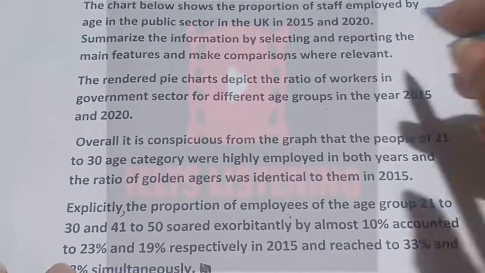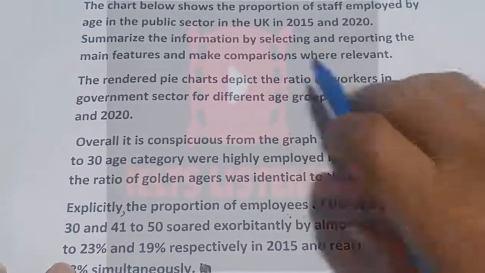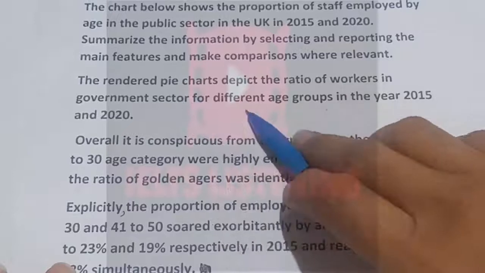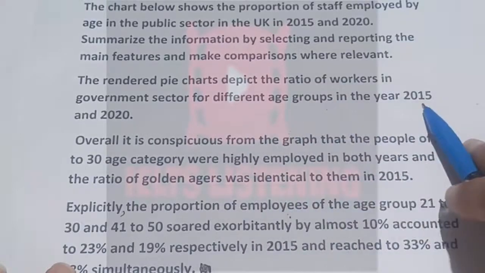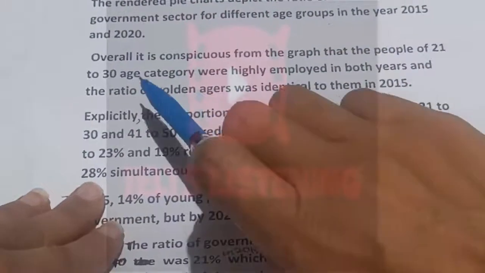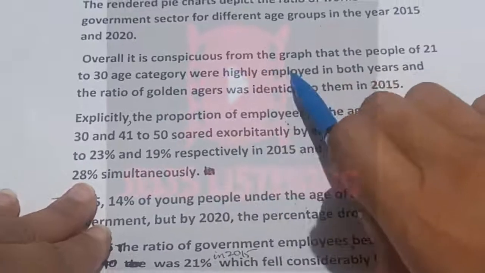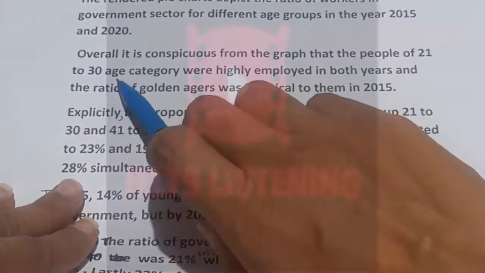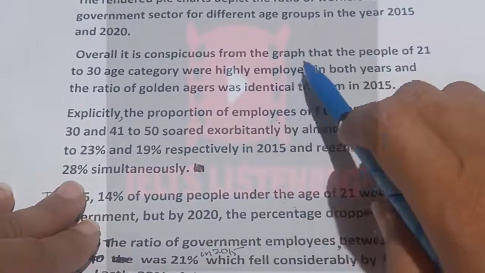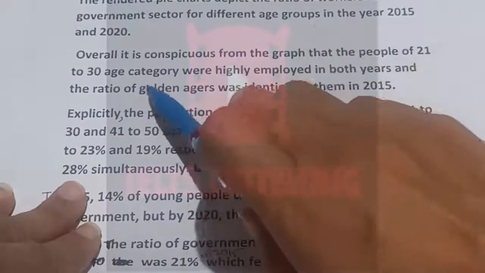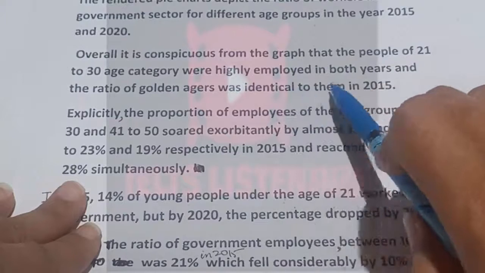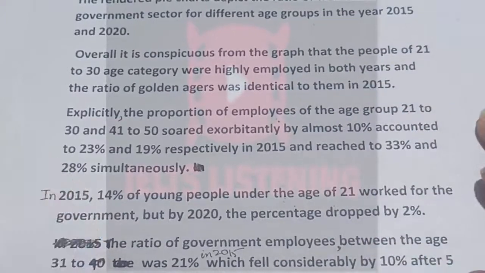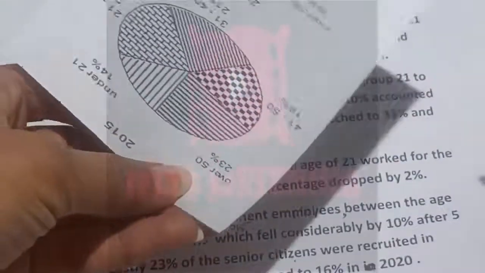Now the pie charts depict the ratio of workers in government sector for different age groups in the years 2015 and 2020. Overall it is conspicuous from the graph, means clear from the graph, that the people of 21 to 30 age category were highly employed in both years and the ratio of golden ages was identical to them in 2015.